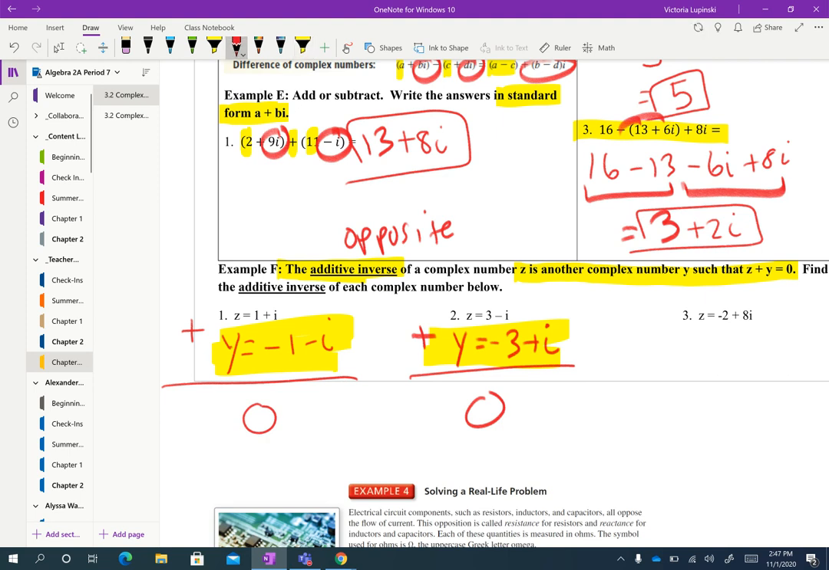Finally, take a minute, see if you can think about what the answer to number 3 would be. Again, you're trying to add these together to get everything to cancel out. And hopefully with very little thinking or work, you can go ahead and conclude that y must be equal to positive 2 minus 8i. So this is just kind of an introduction to complex numbers. There's much more to come with it in the next lesson and then for the rest of the year.